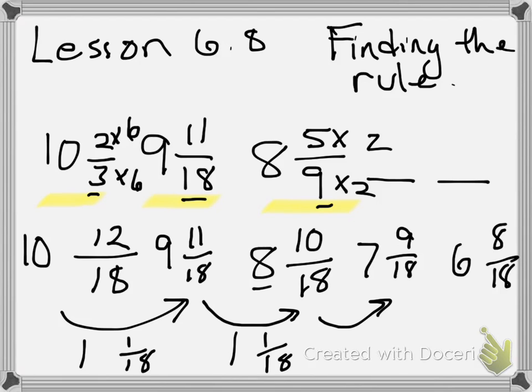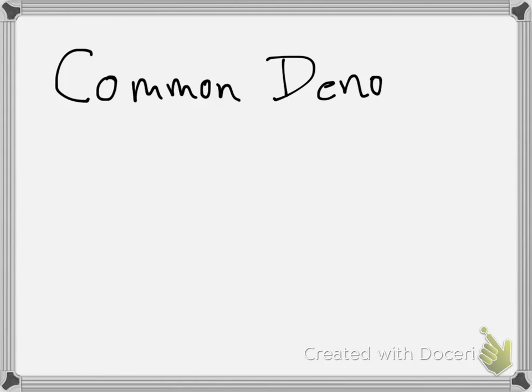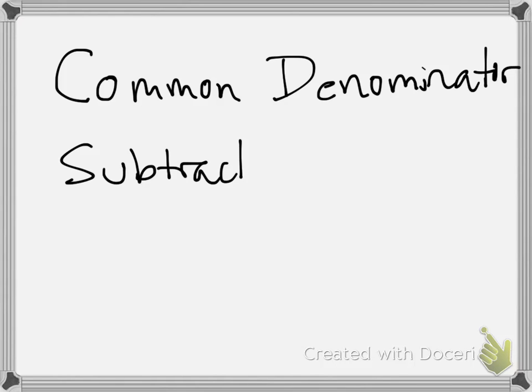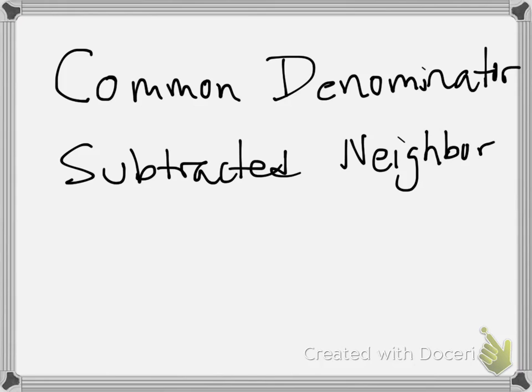How did I do this? Well, first, I found the common denominators. And then I subtracted neighbor terms.